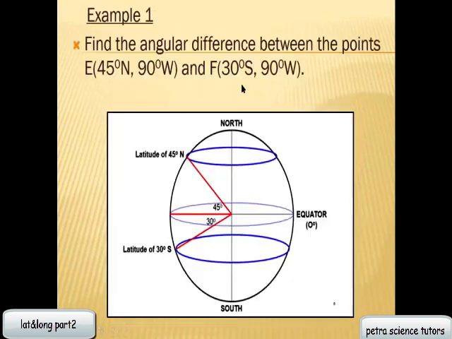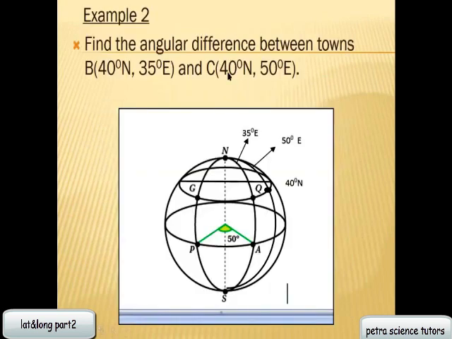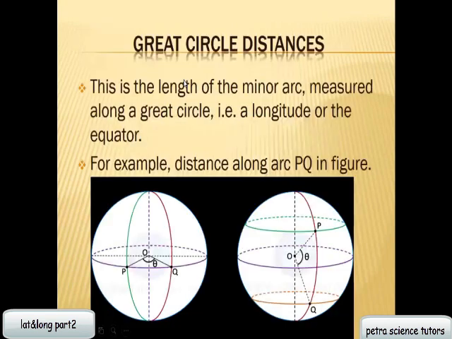Okay, so let's go to that. The same hemisphere, and so we subtract. What's different in them? What is the different value? It is the longitude. So we subtract. It will give us 50 minus 35. And so the angular difference is 50 minus 35, which gives us 15 degrees.